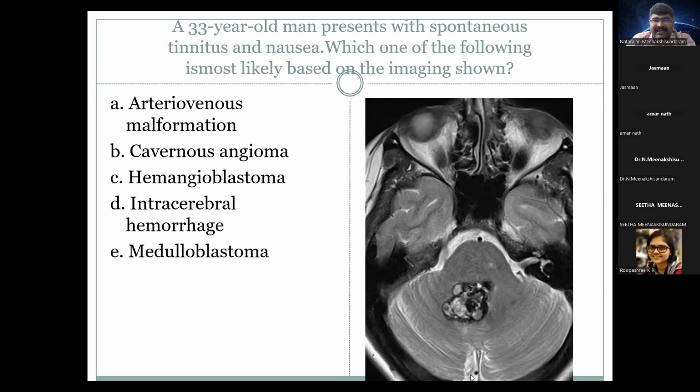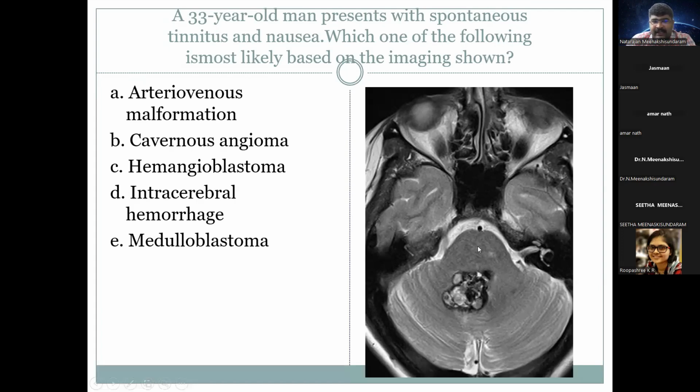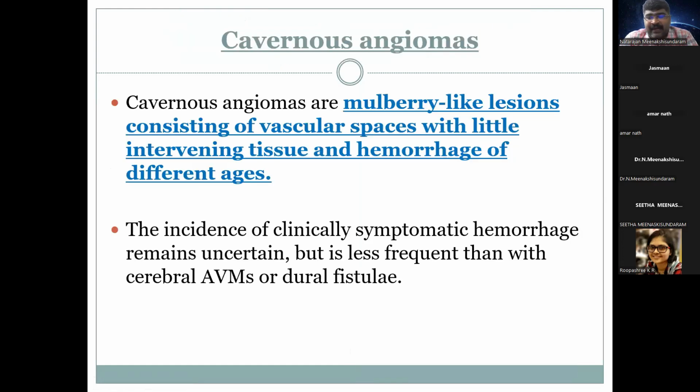Okay, so what we see here: is it an arteriovenous malformation, or a cavernous angioma, or is it a bleed? Let us discuss cavernous angioma. These are mulberry-like lesions consisting of vascular spaces with little intervening tissue and hemorrhage of different ages.